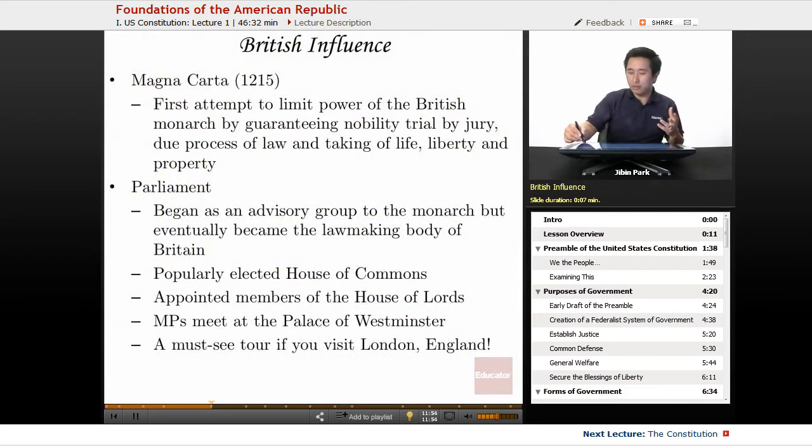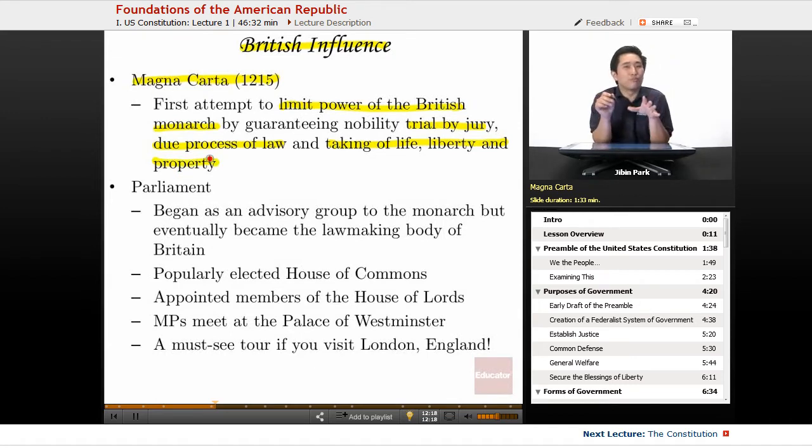So the British clearly had influence on the American government. I would say the most important document is the Magna Carta. And so this was the first attempt to limit the power of the British monarch by guaranteeing nobility trial by jury, due process of law, and protection from the taking of life, liberty, and property.